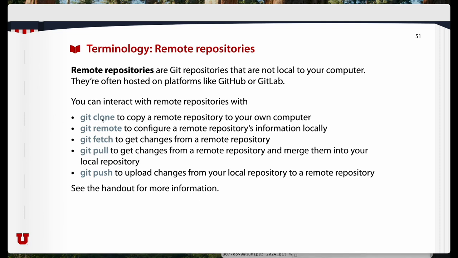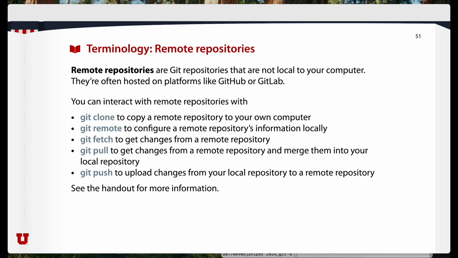Git clone will copy a repository to your own computer. Git remote will allow you to configure the URL of this remote. So by default, you'll get a remote named origin, and it will have a URL that's where you got the repository from if you run a git clone.